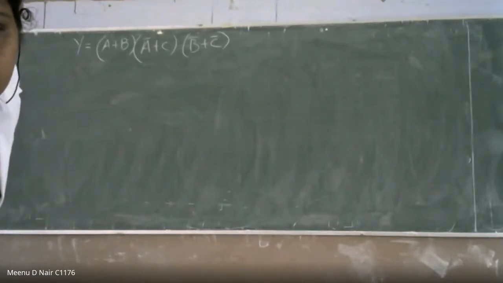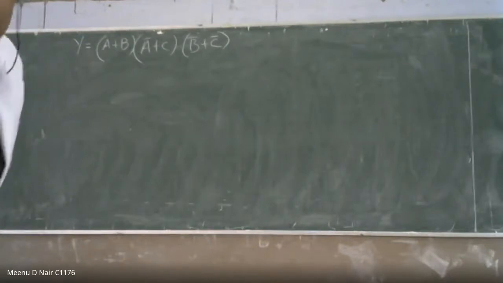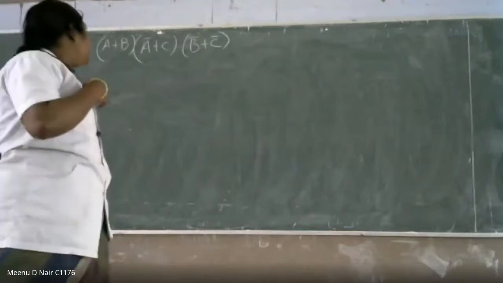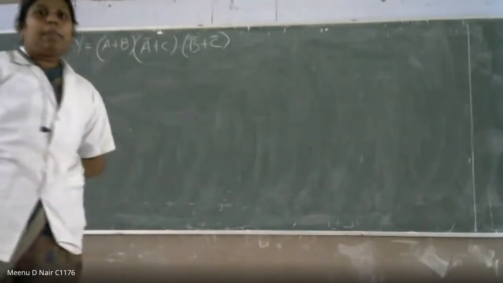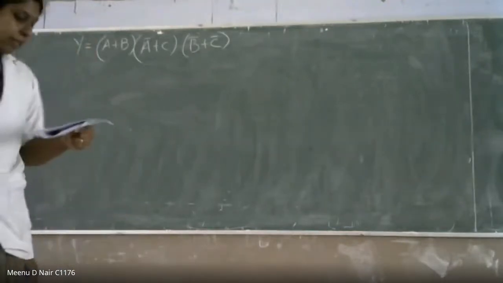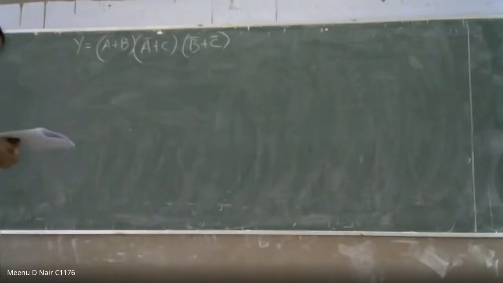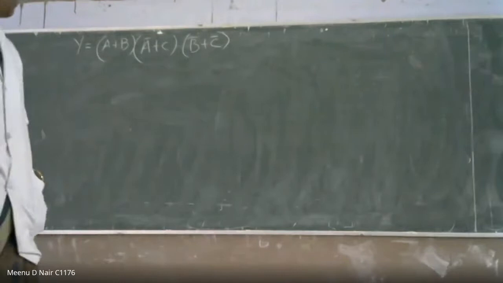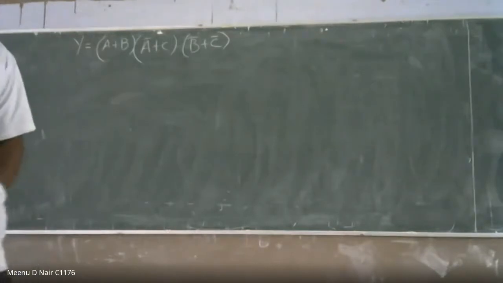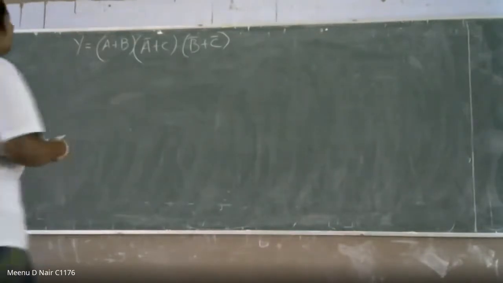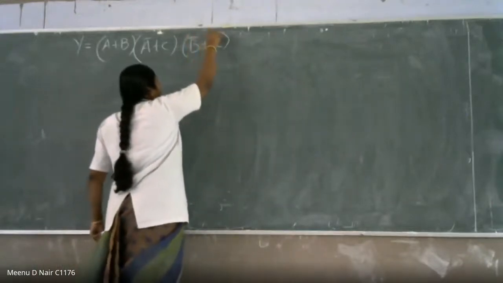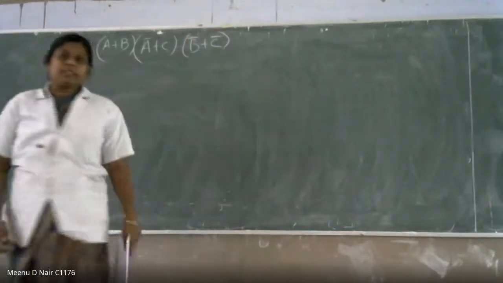So this is the question. Y is equal to (A plus B) into (A bar plus C) into (B bar plus C bar). So you have to give me the answer. This is the question.